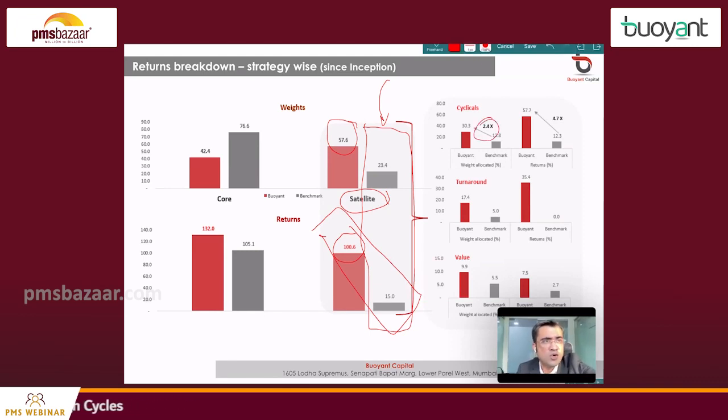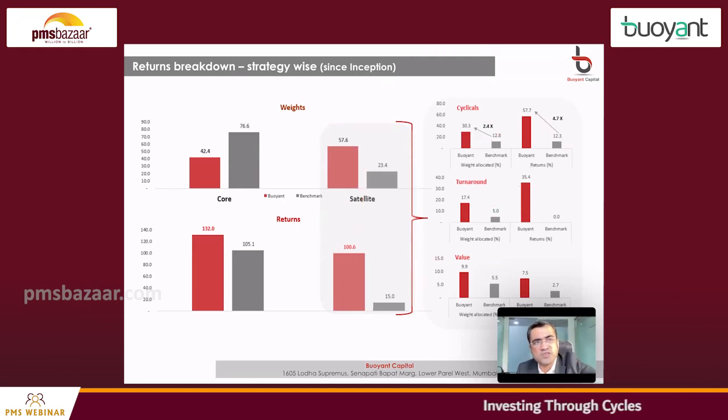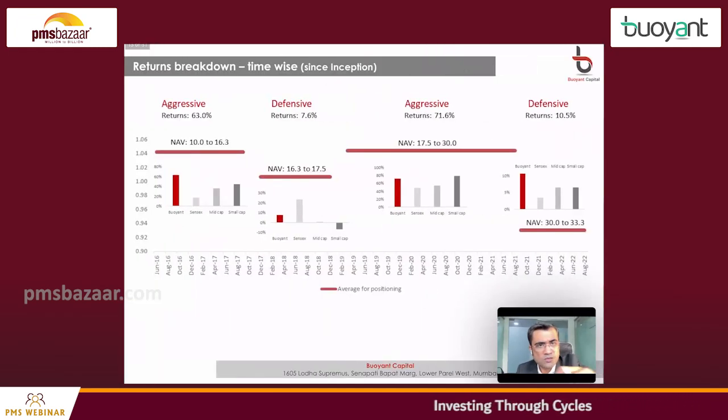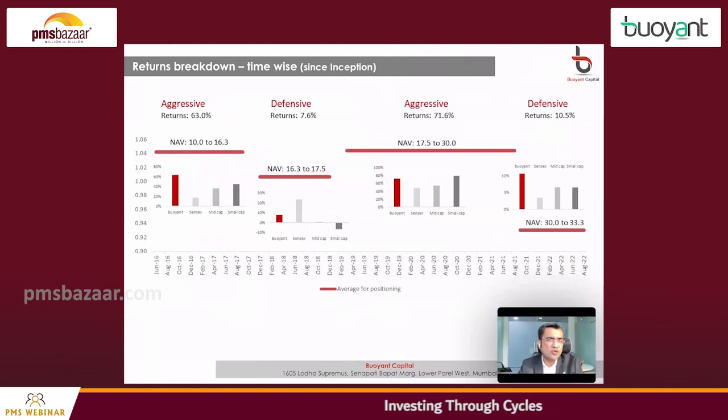Within cyclicals at 2.5 times capital, we are at 4.7 times returns. Turnaround, we are, I think, 3.5 times capital. The index is hardly generating anything. We are generating 35%. The other way to look at this is basically, look at time split returns.